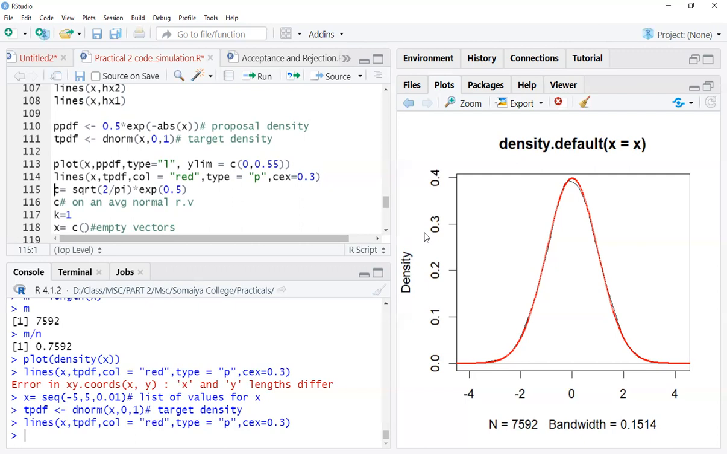The generated observations from the proposal density are exactly matching with your target density. Are you getting the point? Yes. Tell me, is there any other query from anyone? So you may try out one more problem here.